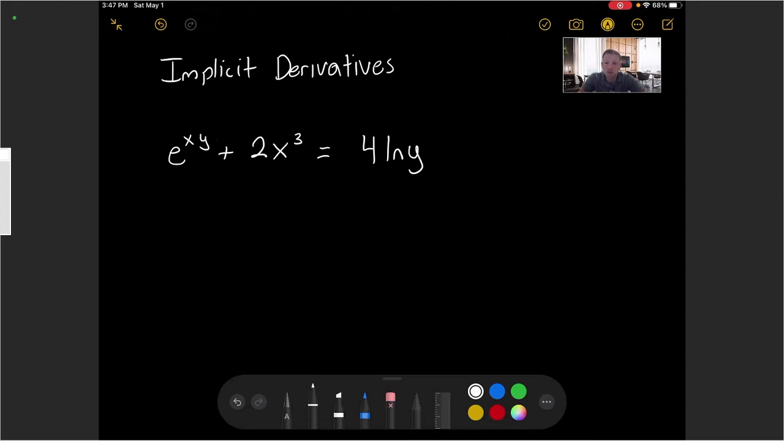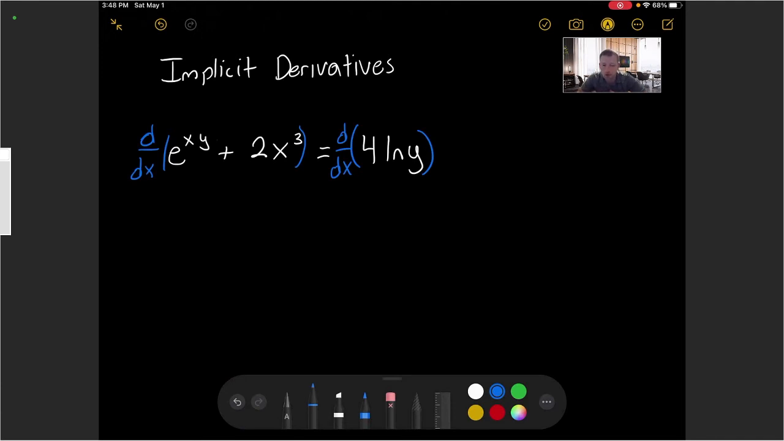Welcome. In this video, we'll take a look at another implicit derivative. This one's going to be involving some exponentials and logs. So we'll start like any other implicit derivative. We'll want to take the derivative with respect to x of the left and the derivative with respect to x of the right.